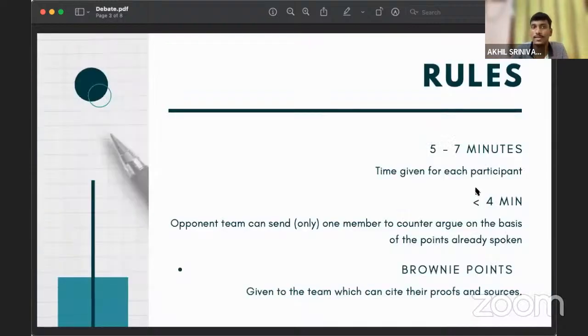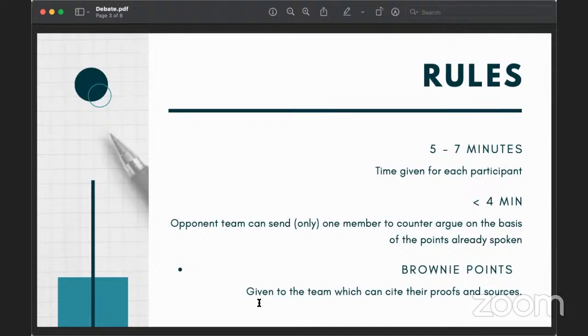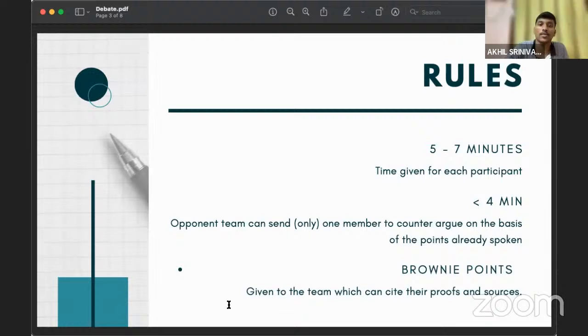Let me read out the rules quickly for you. Each participant gets a time limit of 5 to 7 minutes, and they have to adhere to this time limit. After the participant's speech, the opponent team can send one member from their team to counter-argue with the speaker. Once that is done, the next speaker will be called upon from the opponent team.